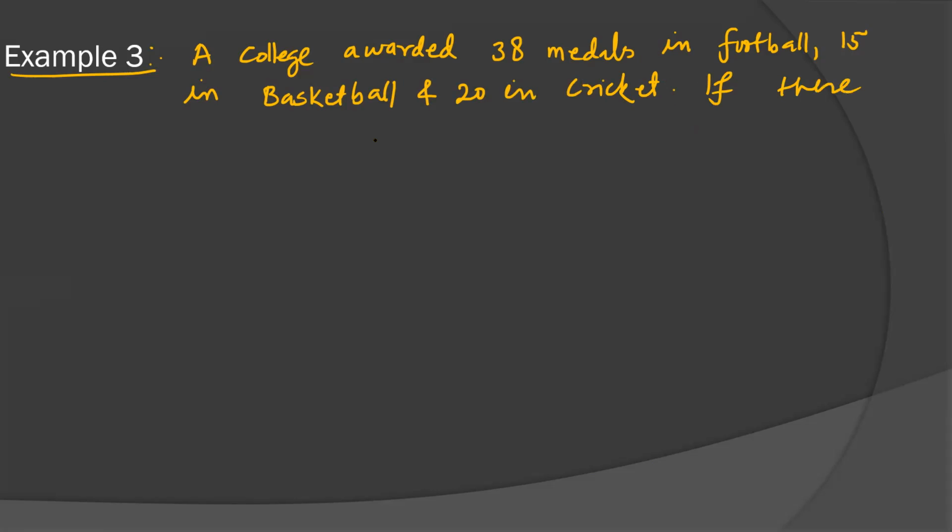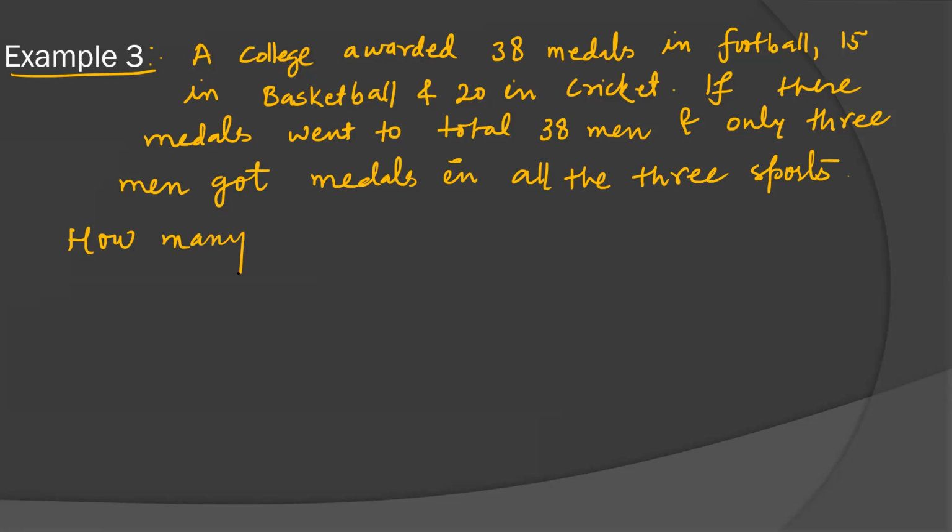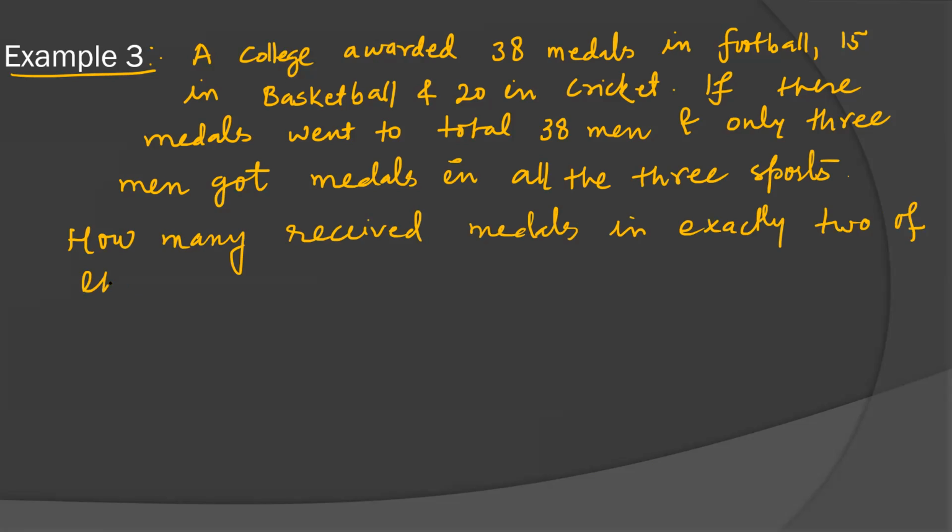If these medals went to a total of 38 men, and only 3 men got medals in all the 3 sports, how many received medals in exactly 2 of the 3 sports? Very interesting problem.